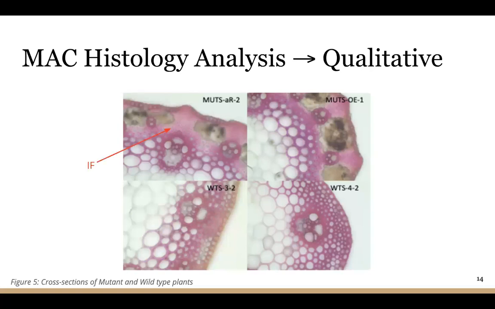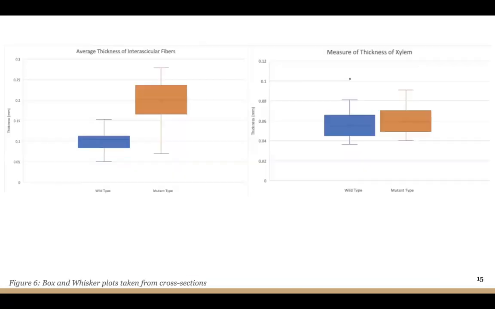Measurements of wall thickness were averaged, and a t-test was performed to determine if there was a significant difference between wild-type and mutants. The thickness of the metaxylem was also measured, and a t-test was also performed on the gathered data. Quantitative analysis of our data was performed and is represented by the box and whisker plots here.